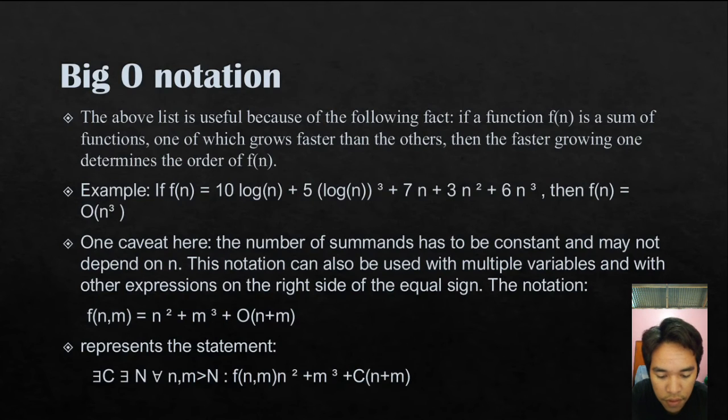This notation can also be used with multiple variables and with other expressions on the right side of the equal sign. The notation f(n, m) = n^2 + m^3 + O(n + m) represents the statement: there exists a constant C such that f(n, m) is at most n^2 + m^3 + C(n + m).